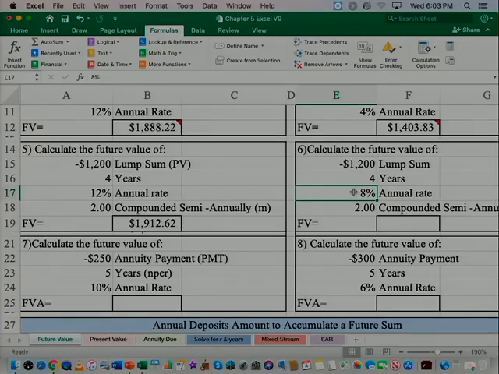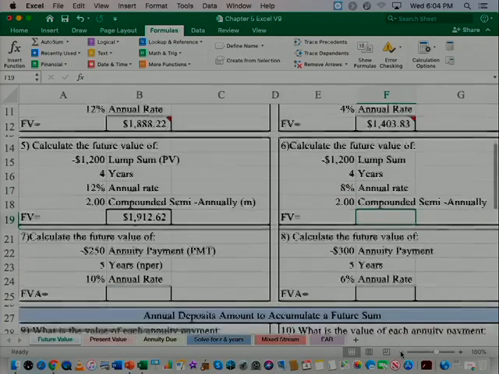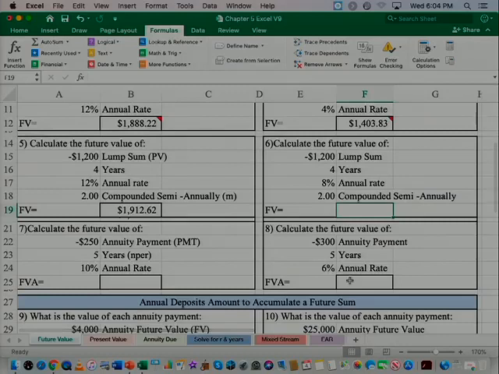So I'll let you try to calculate problem 2, which is a similar problem, but we have a 8% annual rate rather than a 12%. So we'd expect this answer to be somewhat lower because the annual rate is less. See, this is active learning. I do something, you do something, so this way you don't fall asleep.